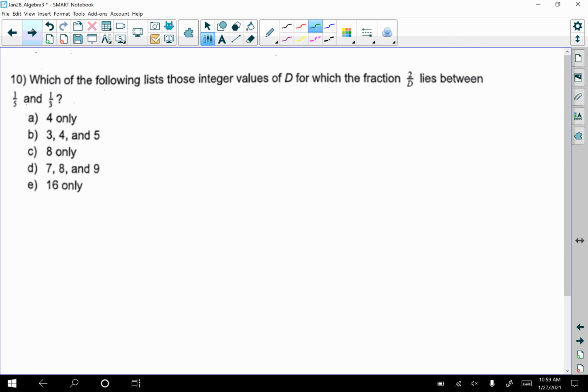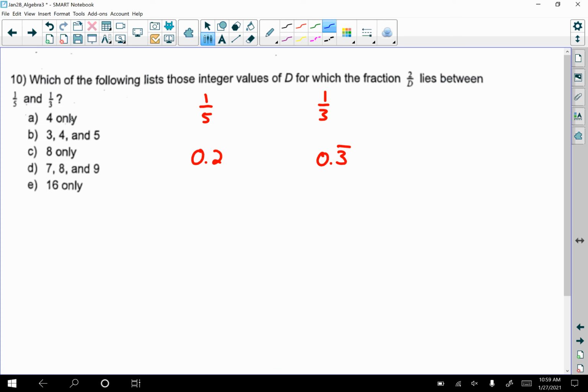All right, then our last example, again, we could use calculators. Which of the following lists those integer values of d for which the fraction 2 over d lies between 1/5 and 1/3? And again, sometimes decimal approximations are the best way to do this. So on your calculator, if you divided 1 by 5, or if you happen to know what 1/5 is, that's a 0.2. And then 1/3 is 0.3 repeating. So we need to know which values of 2 over these answers here are going to be in between.